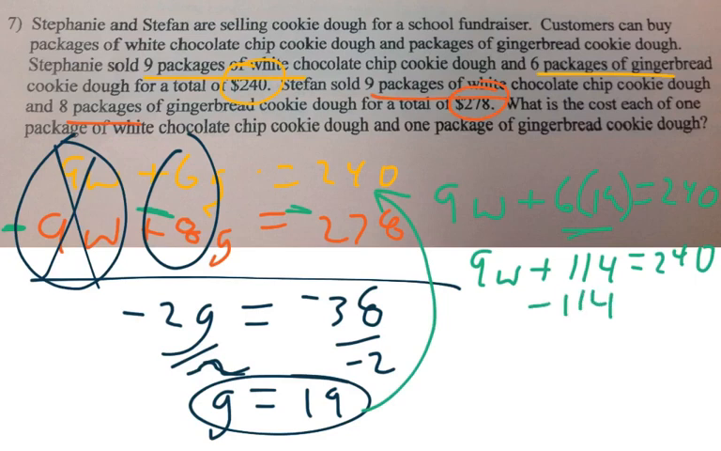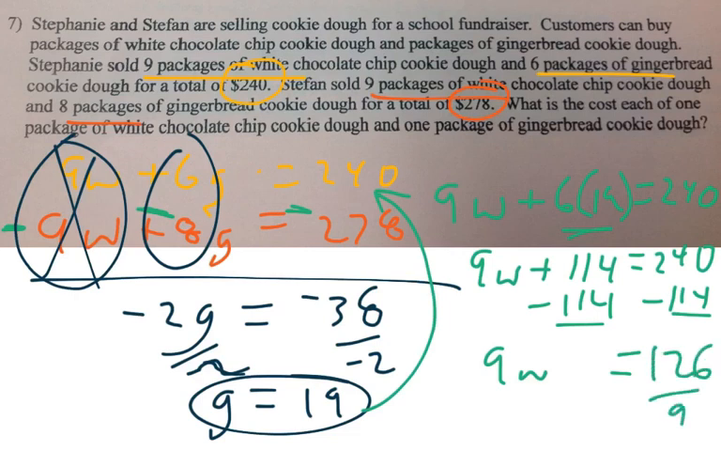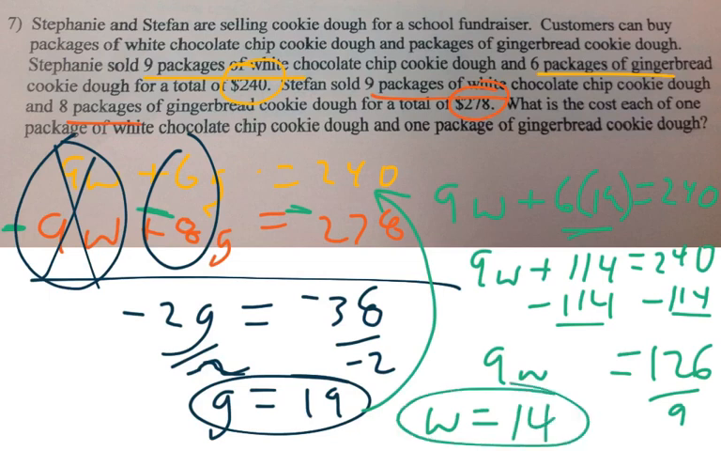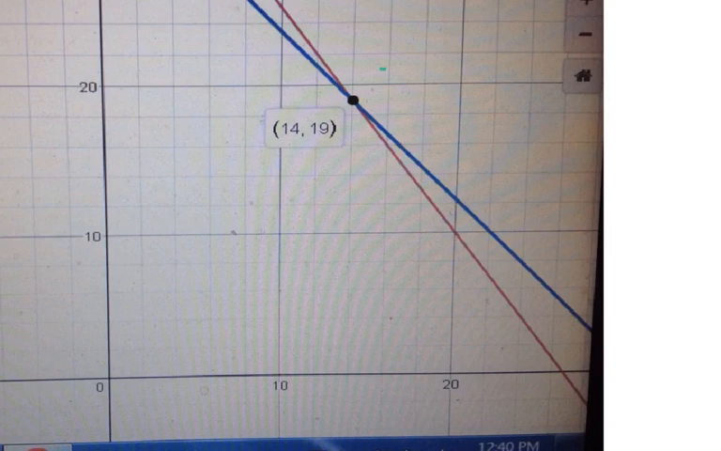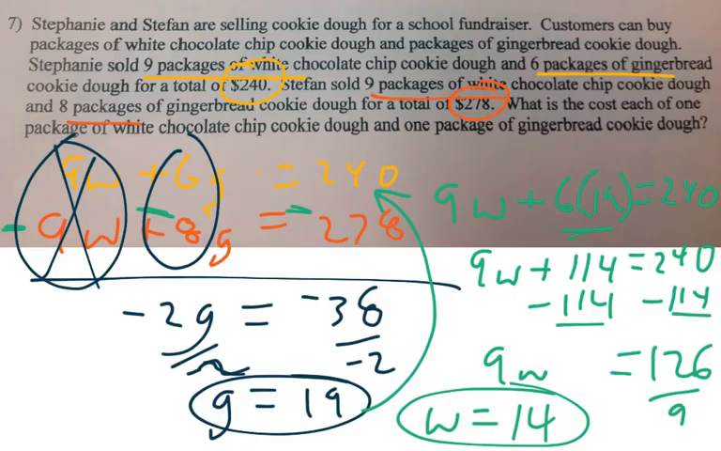Let's go ahead and minus 114 both sides. So 9W equals 126. Now all I have to do is divide by 9, and I just figured out the white chocolate chips cost $14. The gingerbread cookies cost $19. And let's check Desmos again. Notice where they cross each other right there, guys, at 14, 19. And that's, again, exactly what we got for our answers.